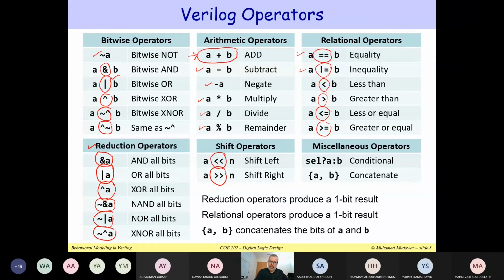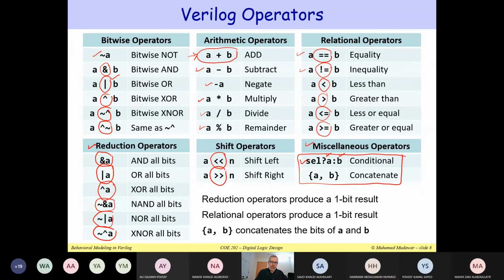And we have two more miscellaneous operators which are very useful. The first one is called the conditional operator. Here we can have a selection. The select here is a Boolean expression that evaluates to true or false. If it is true, we select A. If it is false, we select B. This is called the conditional operator. This is very useful. For example, we can use it to model a multiplexer. The multiplexer is used for selection, and it can be modeled using the conditional operator in Verilog.